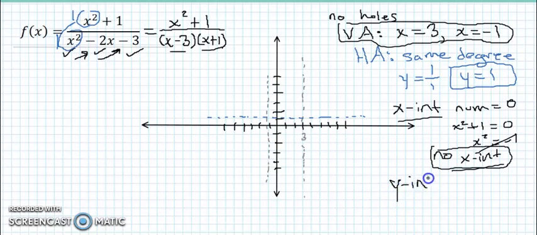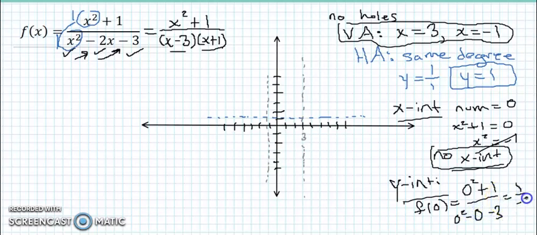For the y-intercept, we substitute 0 into the function, f of 0. So that's 0 squared plus 1 over 0 squared minus 2 times 0 minus 3. So we end up with 1 over -3, so -1/3. So I'm just going to do the best I can. I'll draw the graph in green this time. -1/3, so that's around here. I mean, we're not trying to make it exact, just close to 0, but slightly negative.